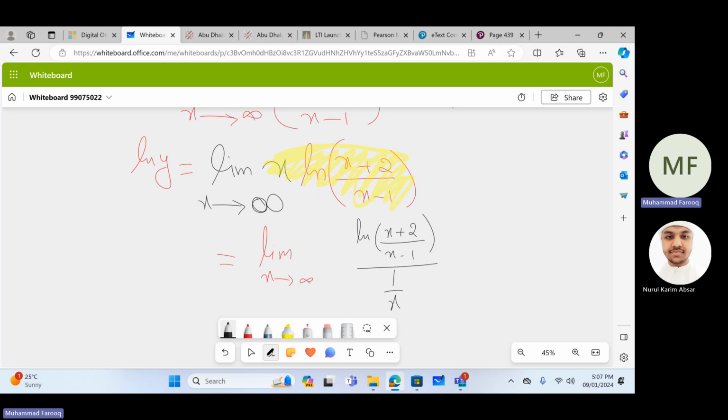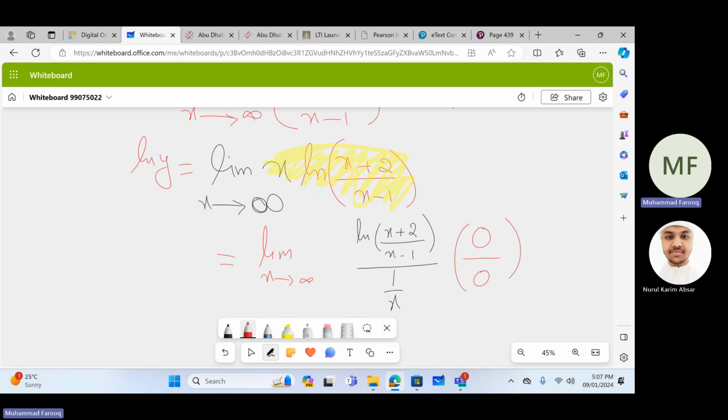Now check. This is 0 by 0 or infinity by infinity. It is very important. Tell me. 0 by 0. So you know very well that when x goes to infinity, this part becomes 1, am I right? So it is ln 1. How much is ln 1? 0. And divide by 1 over infinity, how much? 0. So it is very clear now. What is the numerator? Ln of x plus 2 by x minus 1. And the denominator? 1 over x.